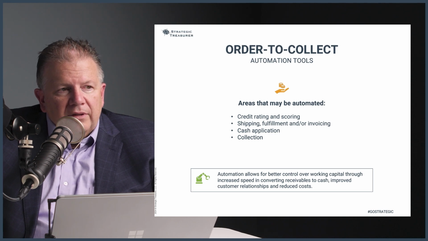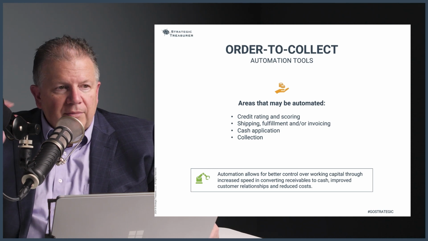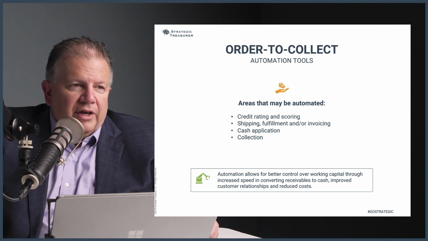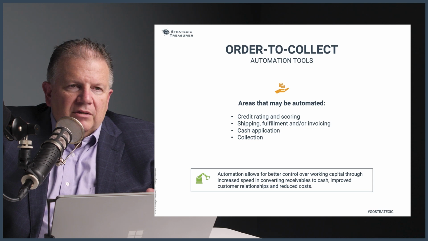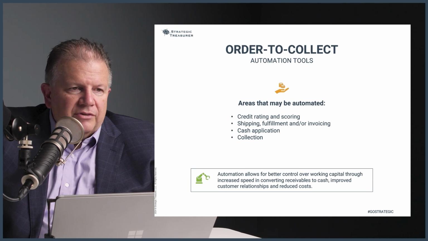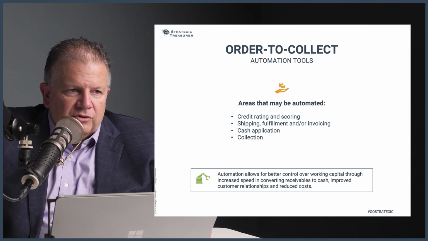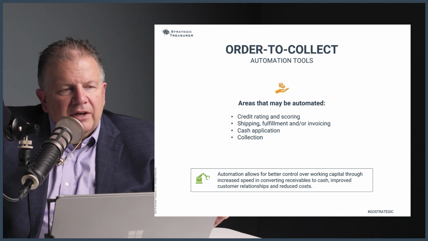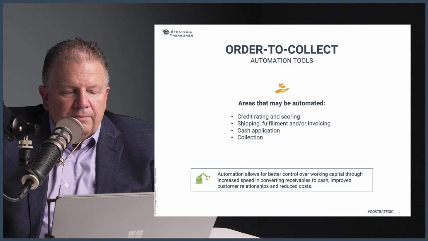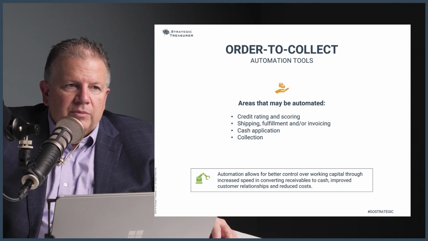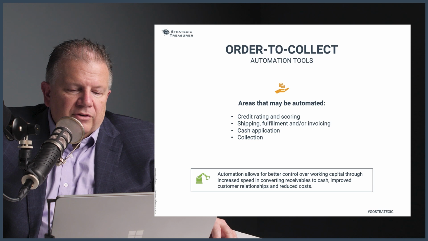But the concept on the bottom with the little robot arm is that automation allows for better control over working capital. Better automation has better results and fewer errors, which helps the whole process go faster and smoother. That impacts how people relate to one another. It reduces the overall cost and allows for scalability. So those are some of the really important items for us to consider.